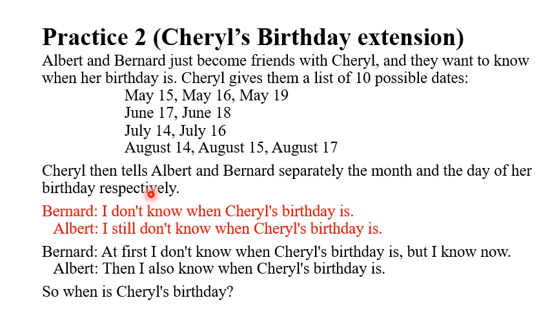Here is the extension of example 2, Cheryl's birthday problem. Most of the information remains the same, except the conversation starts with Bernard. I don't know when Cheryl's birthday is. Followed by Albert, I still don't know when Cheryl's birthday is. And the rest of the conversation is the same as example 2. With this, can you figure out when Cheryl's birthday is? Pause the video now and try to figure out her birthday.